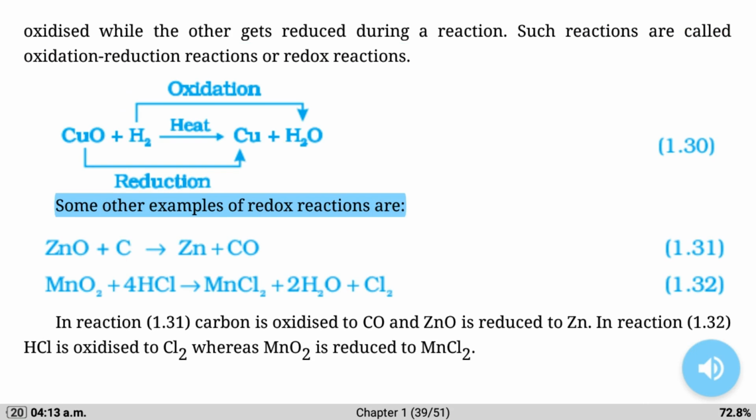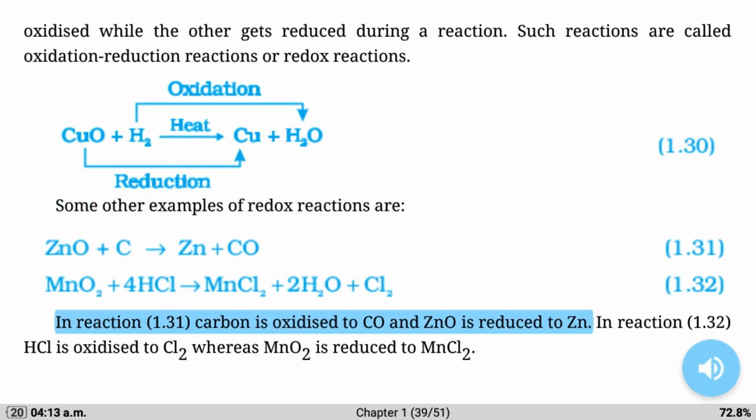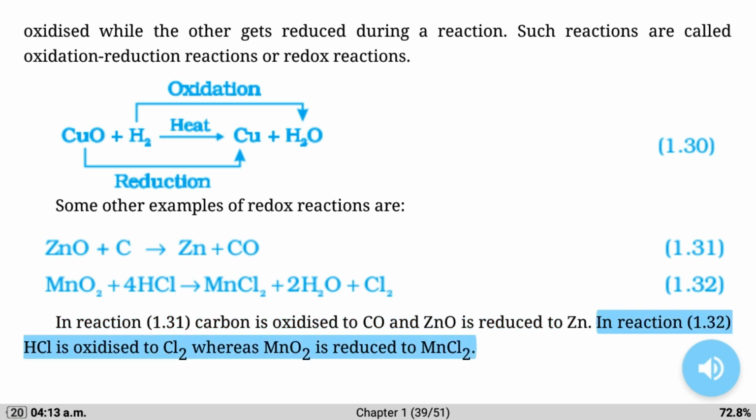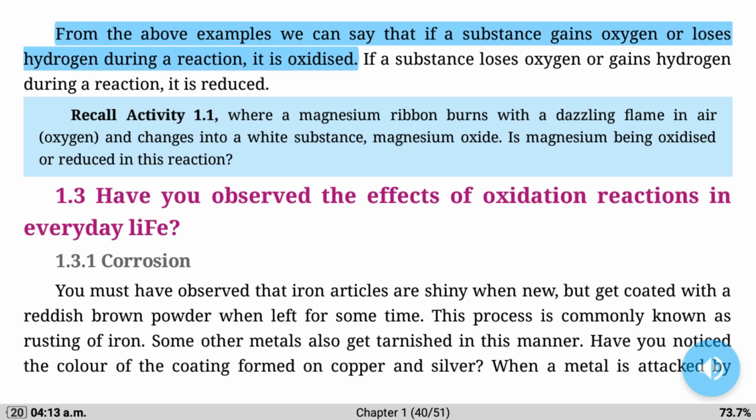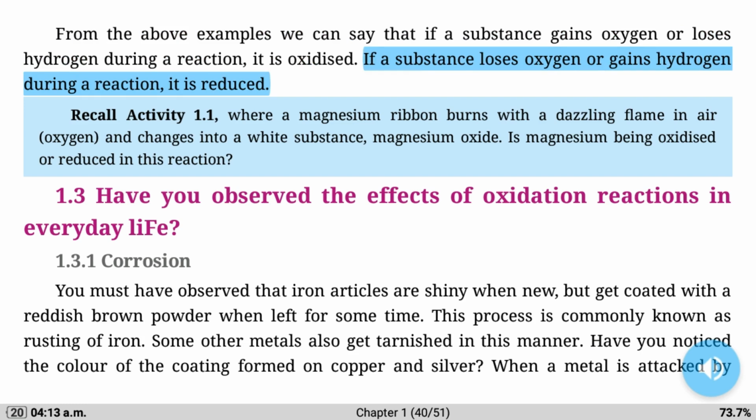Some other examples of redox reactions are: in reaction 1.31, carbon is oxidized to CO and ZnO is reduced to Zn. In reaction 1.32, HCl is oxidized to Cl2 whereas MnO2 is reduced to MnCl2. From the above examples, we can say that if a substance gains oxygen or loses hydrogen during a reaction, it is oxidized. If a substance loses oxygen or gains hydrogen during a reaction, it is reduced.